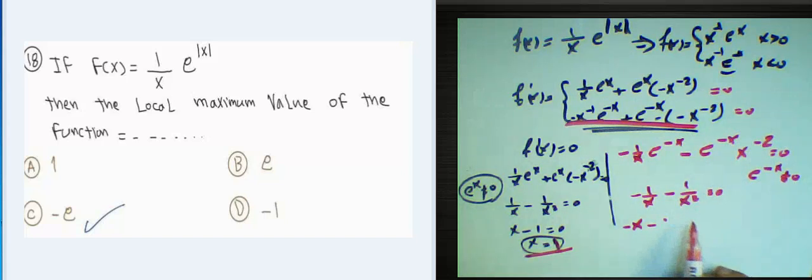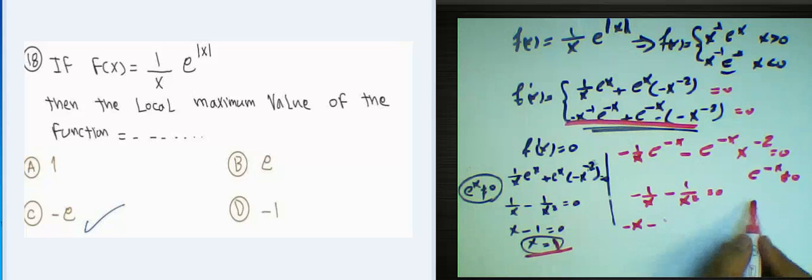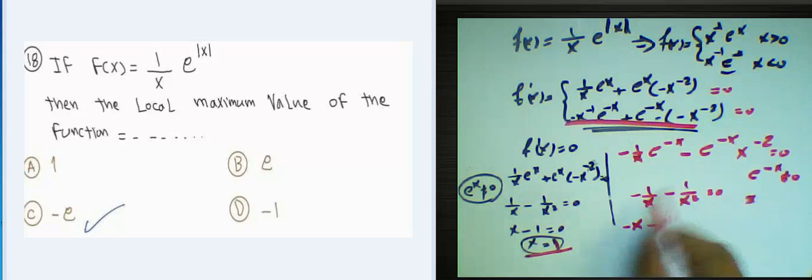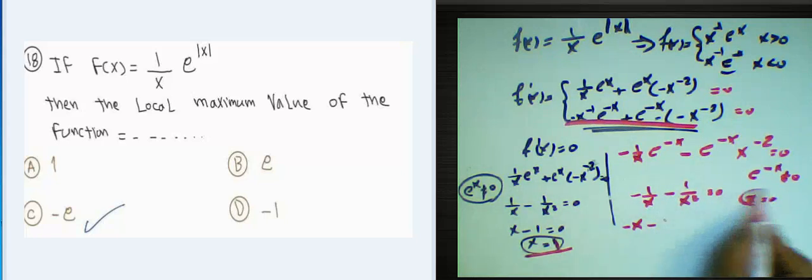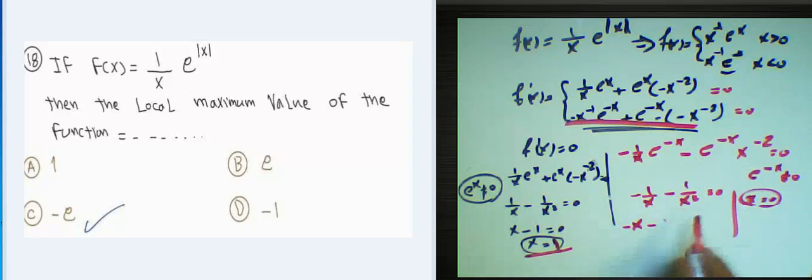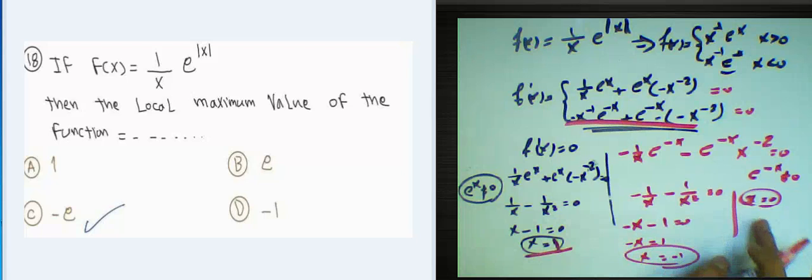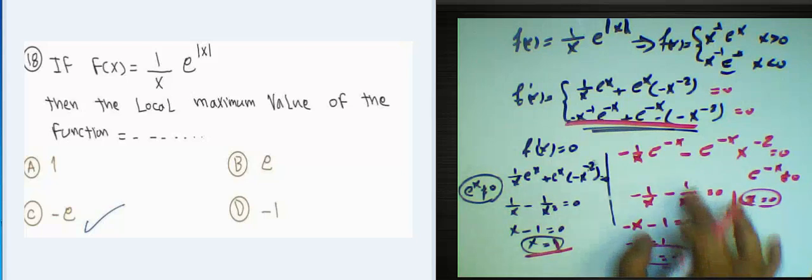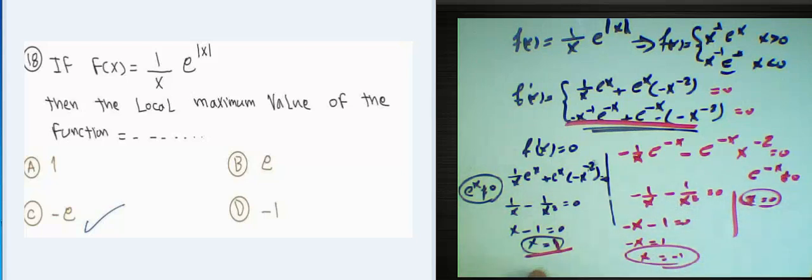Then negative x equals 1, so x will be equal to negative 1. The function is undefined when x equals 0, because any number divided by 0 is undefined. So we have 1, negative 1, and 0.